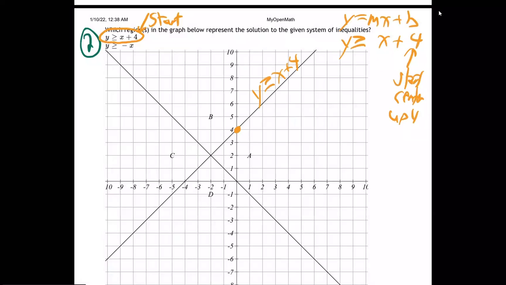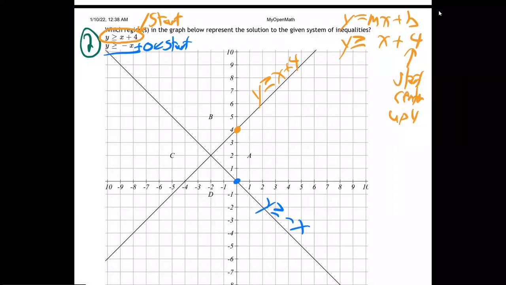And the other one, this one, must be the other line, because that one has nothing added. Same thing as 0. It starts at 0, at a 0 height, right here. So this is the one, y greater than or equal to negative x. So now we know which one's which.